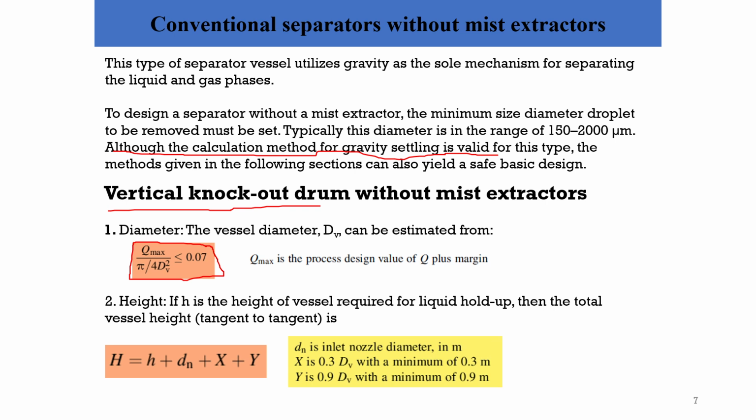The second one is that the total height of the separator has to be equal to small h plus dn plus x plus y, where dn is the inlet nozzle diameter in meters, x is 0.3 of the internal diameter of the vessel, and y is 0.9 of the diameter of the vessel, with a minimum of 0.9 meter for y and a minimum of 0.3 meter for the x value. And h is the height of the separation that we calculated from the design equation before.